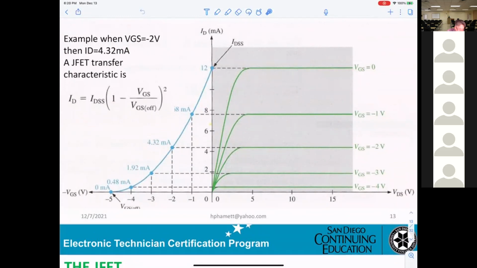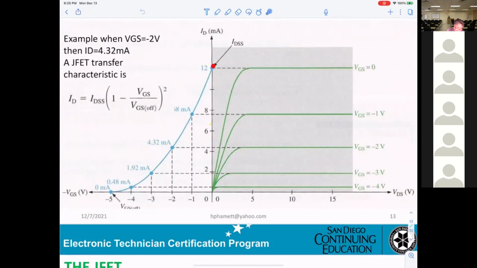ID can be calculated by the formula here. ID equals IDSS times 1 minus VGS divided by VGS off, squared. Okay, so this equation stands for that curve right here. That's a little complicated.